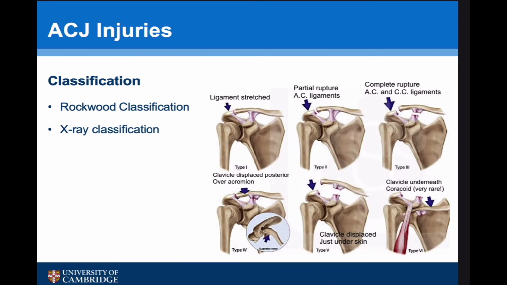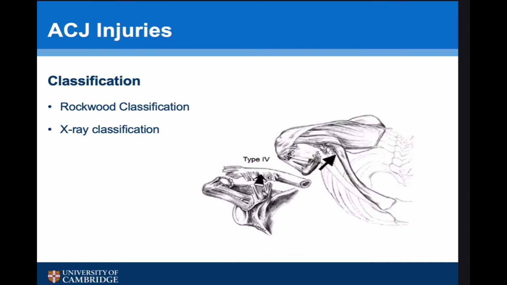Traditionally, AC joint injuries are classified and their treatment based on X-rays, and the Rockwood classification is the most commonly used. However, there's a tendency to move away from this. In fact, the only one of the Rockwood classifications that I would base my treatment on is a type 4 classification, where there's been a posterior dislocation and buttonholing of the lateral end of the clavicle into trapezius. And there are a number of reasons for this.